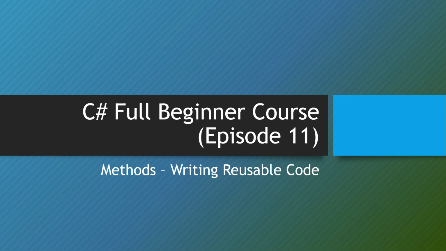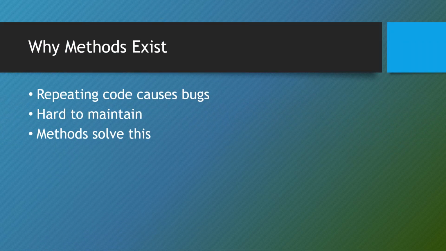Welcome back to the C# Full Beginner course. Up to now, every line of code you've written has lived directly inside your program. And while that works for small examples, it quickly becomes messy in real projects. This is where methods completely change how you write code. By the end of this video, you'll understand what methods are, how to create them, how to pass data into them, and how they return values back to your program.